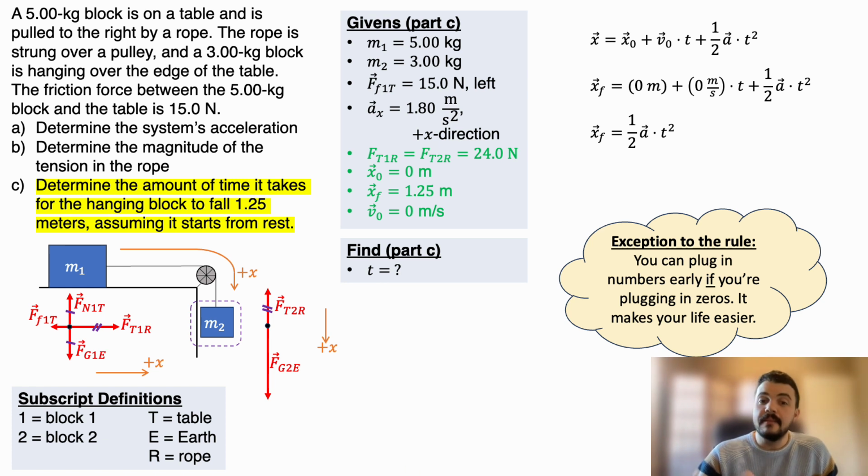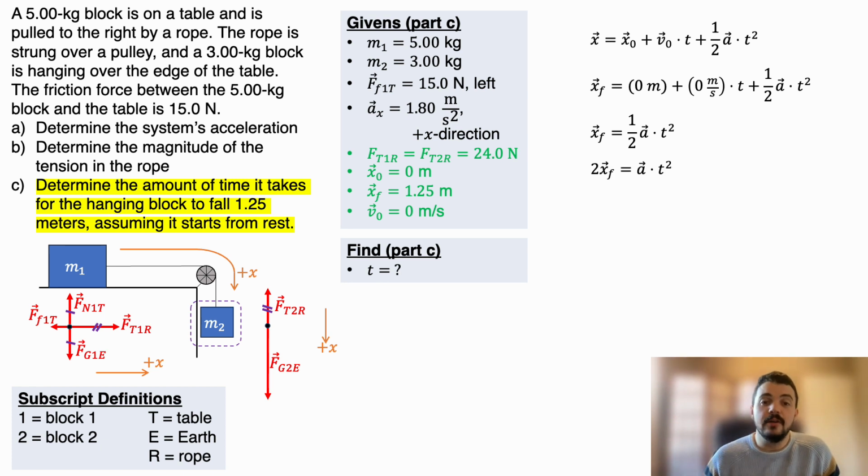I'm ready to now isolate t. To do that, I'm going to start by getting rid of the fraction 1/2. I don't like working with fractions. To do that, I can double both sides of the equation. Multiplying through by 2, the left side of the equal sign becomes 2 times the final position, and the right side of the equal sign becomes acceleration times time squared. 1/2 times 2 multiplies to 1. I can then divide by the acceleration, and I have an expression for time squared.